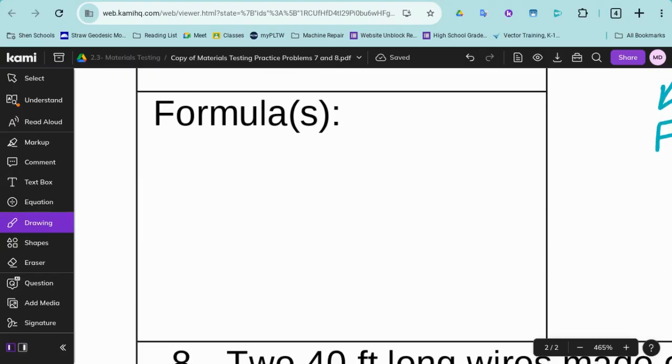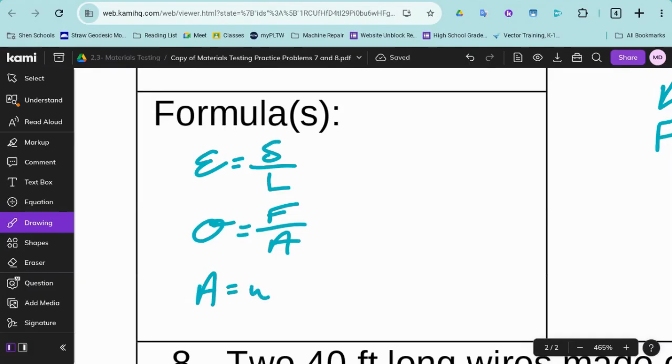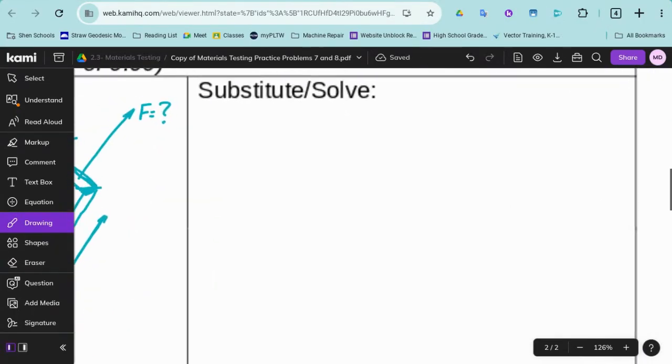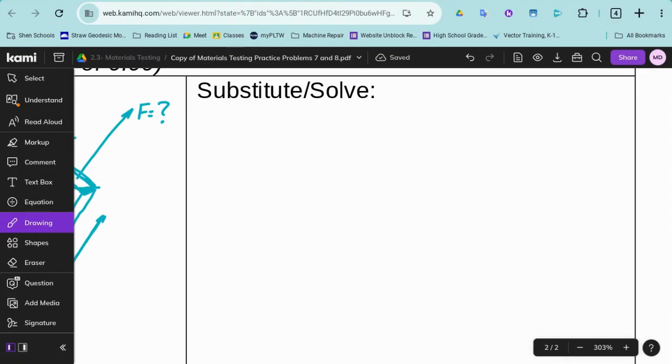Formulas. Let's see. We will need to use our strain formula to figure out our elongation. We'll need our stress formula to figure out our force. We'll need our area of a rectangle formula. And we'll need our modulus of elasticity formula. So working in order, let's find our stress first. We can find that using what we know. We know our strain and we know our modulus of elasticity, so we can just begin with the modulus of elasticity formula, where E equals stress over strain.